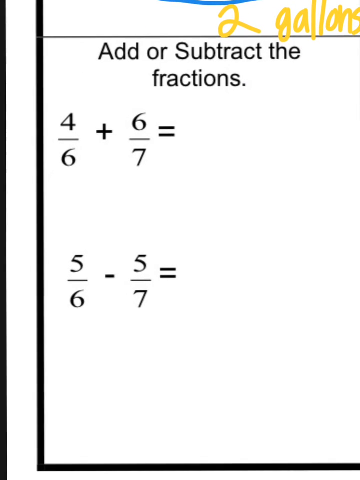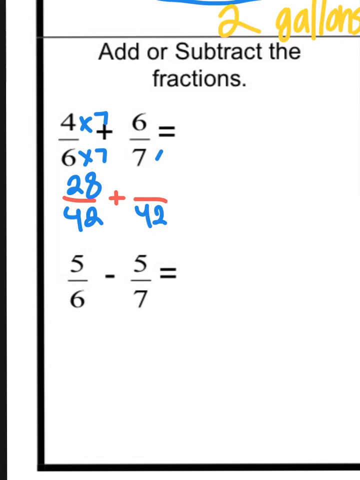For the very last one, it says add or subtract the fractions. These two must be equal to each other. The common denominator that we'll use is 42. We know that this has to be times 7 times 7. That makes it 28. This is times 6 times 6. That'll make it 36. When we add them together, let's see what we get.